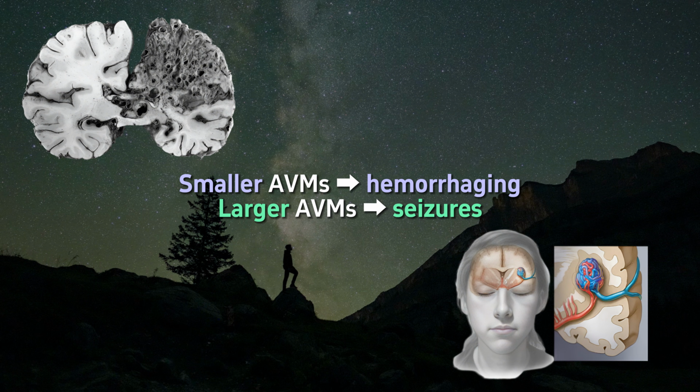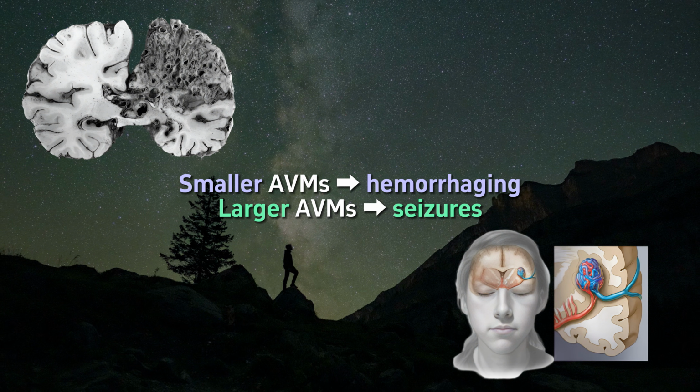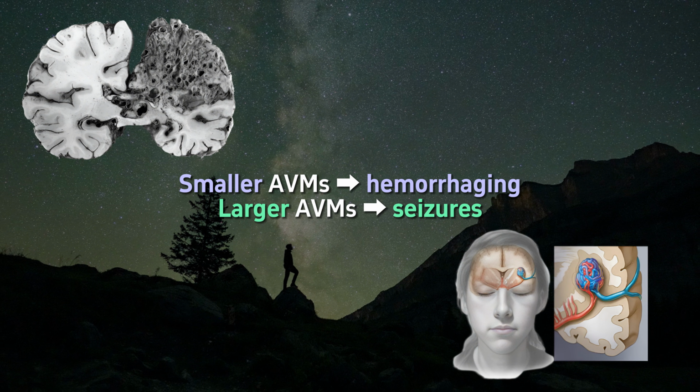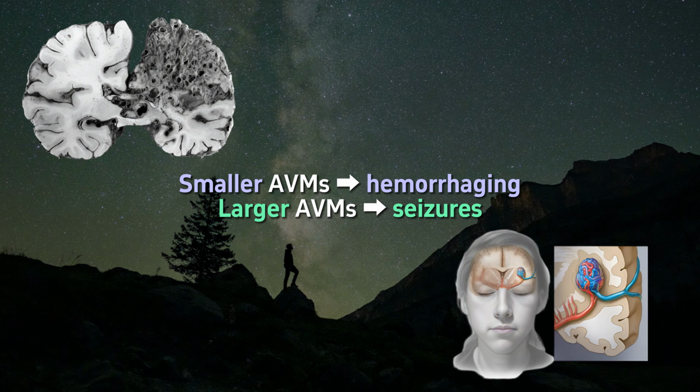Smaller arteriovenous malformations have a greater propensity for hemorrhaging, whereas larger arteriovenous malformations tend to more often cause seizures instead.